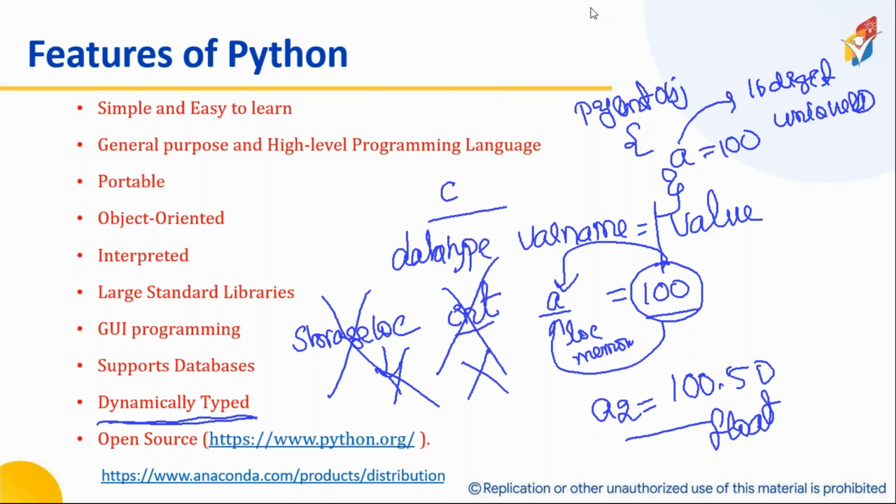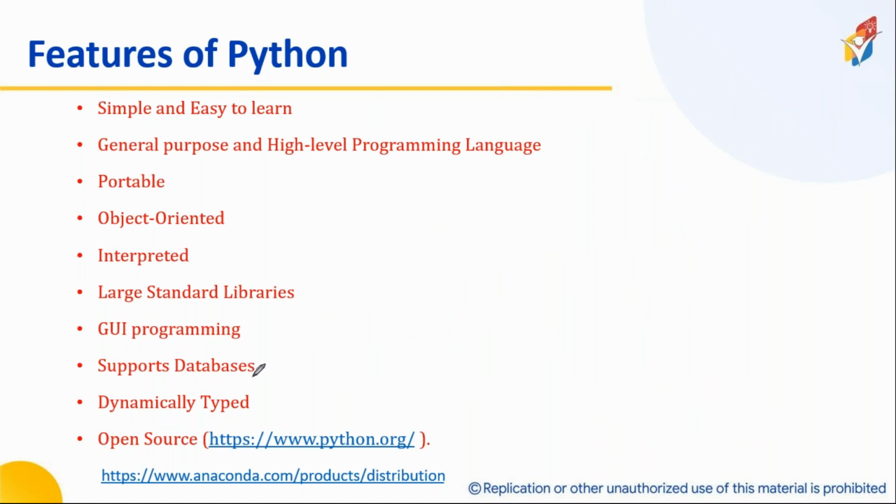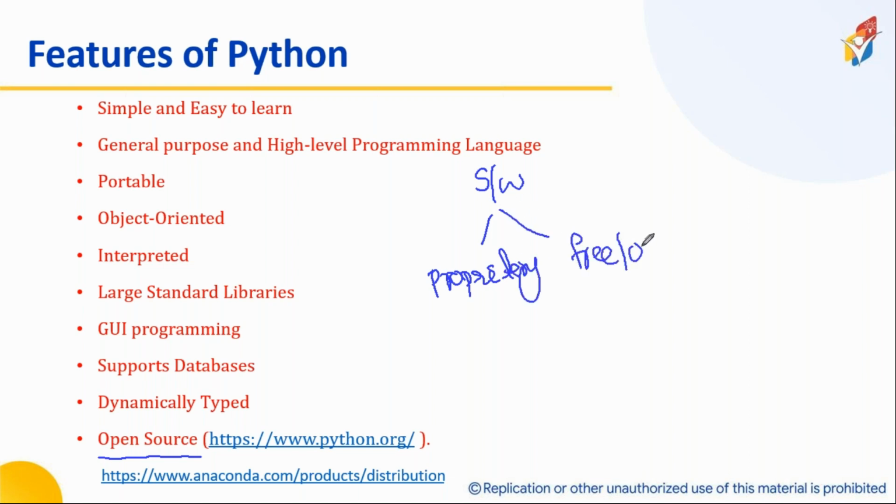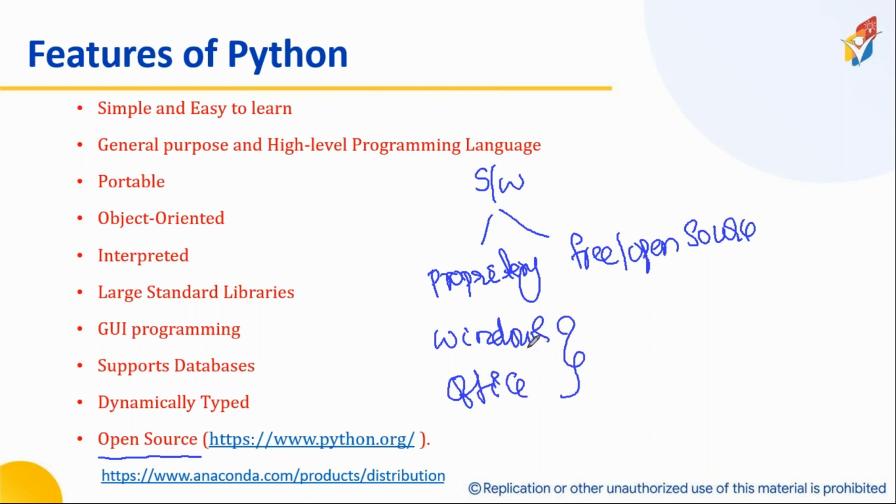If you don't have any queries, now let me discuss for 5 minutes the next point, open source. Software can be divided into proprietary software and free and open source software. Microsoft products like Microsoft Windows and Microsoft Office, these two are called proprietary software.